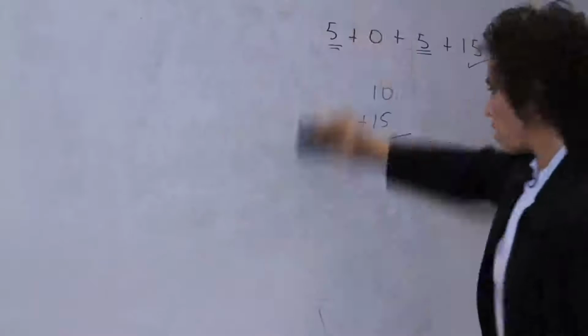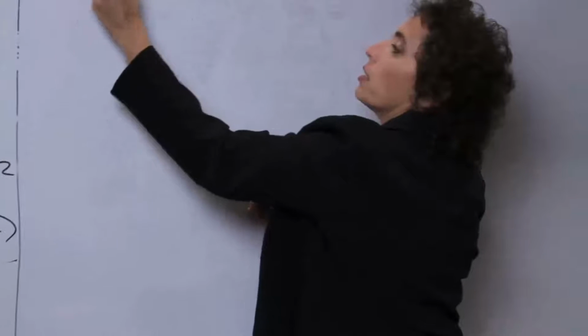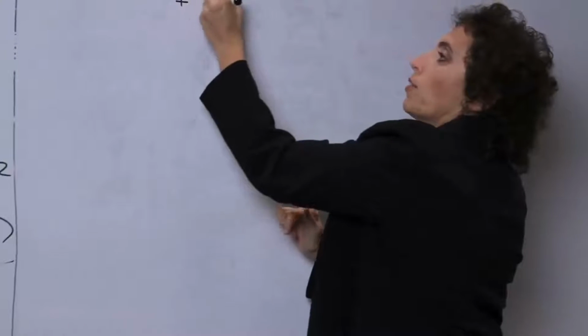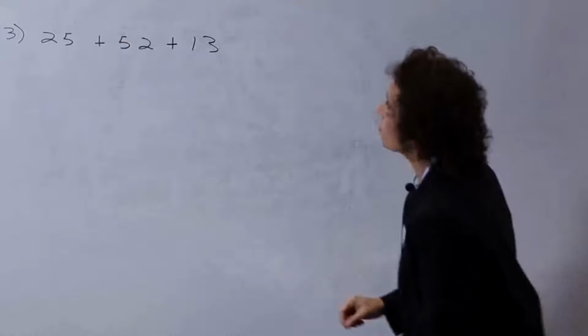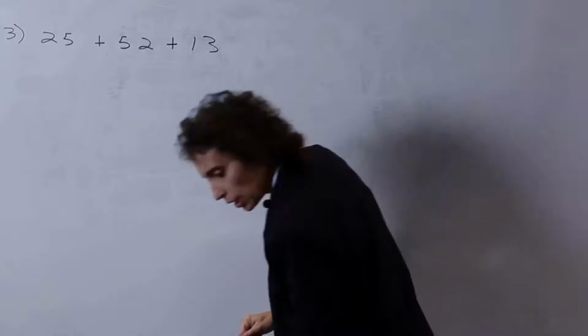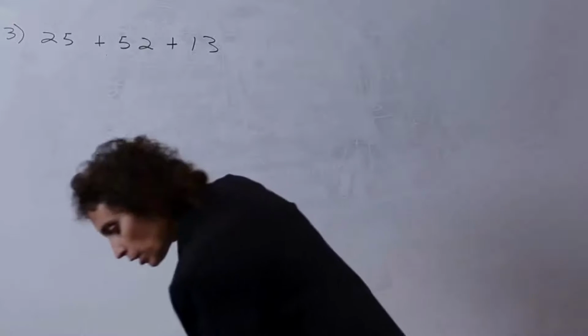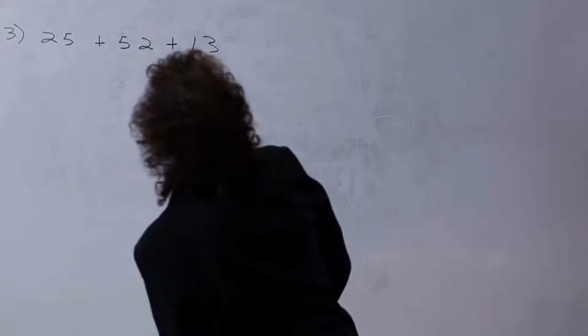Let's do number 3 together. I'm thinking this one's a little harder. Think about what you might see here before we continue. 27, 52, 13.